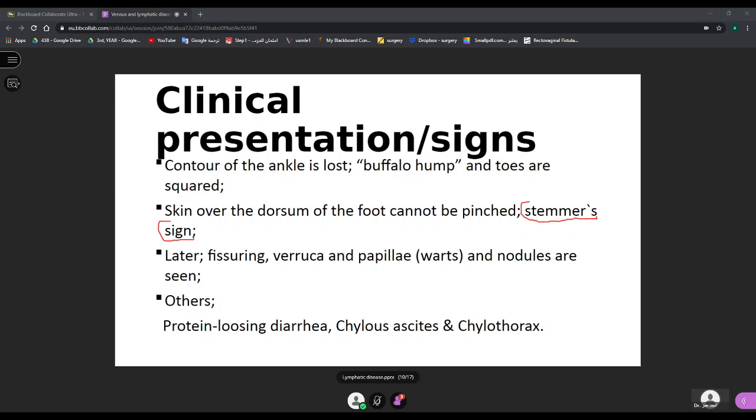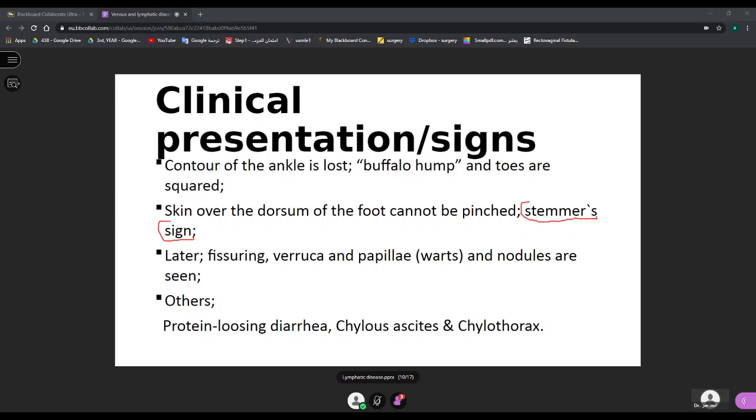Or if the obstruction happens at the level of the thorax, then you can get a chylothorax. Chylo is in relation to lymph. So in both conditions, you get accumulation of lymph. In the abdomen, we call it chylous ascites, and in the thorax, we call it chylothorax.